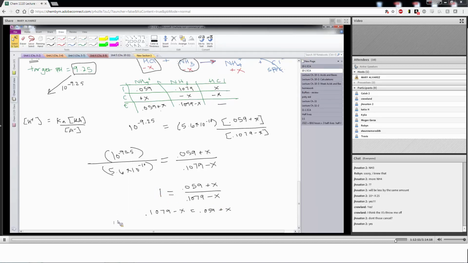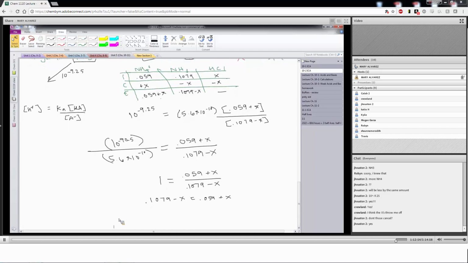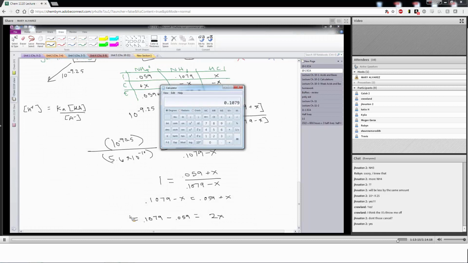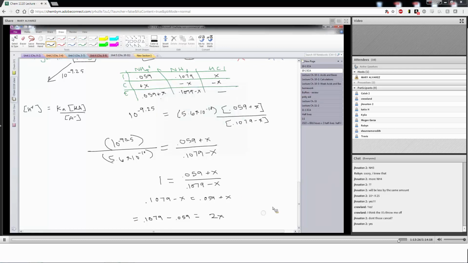Okay. And then to solve for X, I'm going to add X to both sides. So that's going to give me 2X on this side. I'm going to subtract 0.059 from both sides. So I'm going to get 0.1079 minus 0.059, and that is 0.0489. That equals 2X. So if I divide by 2, then X is 0.02445. That would be moles of HCl.